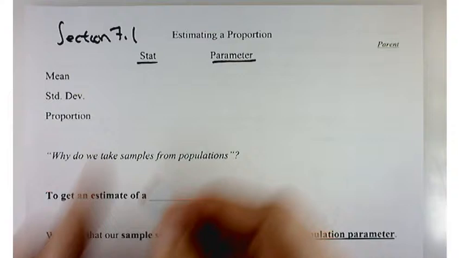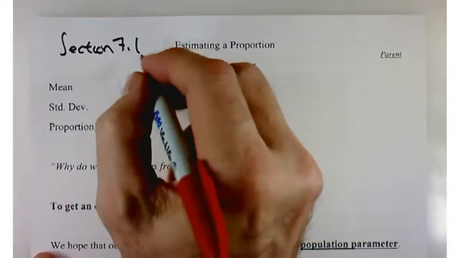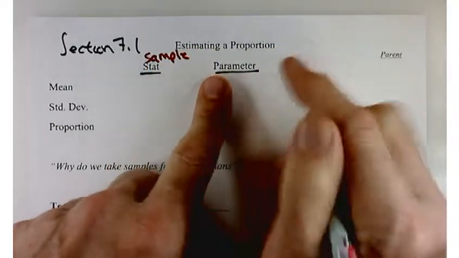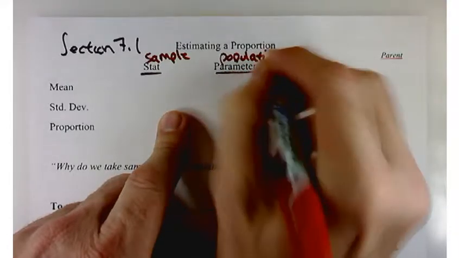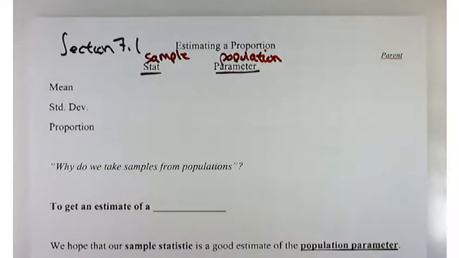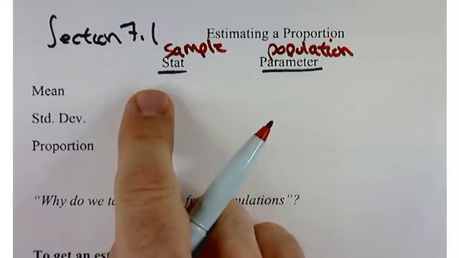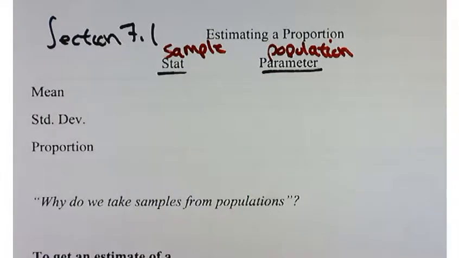Good. A statistic is a numerical calculation from a sample, where a parameter comes from a population. Now, typically speaking, we don't know what that population parameter is. So we conduct a sample and then calculate sample statistics, and then we hope that our statistics are good estimates of our population parameter. Kind of like what you did just a minute ago.